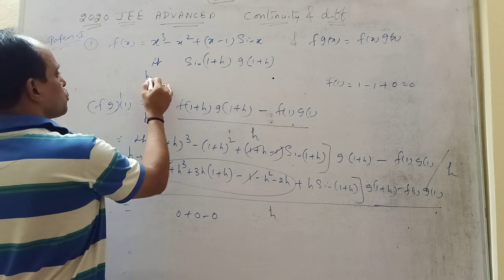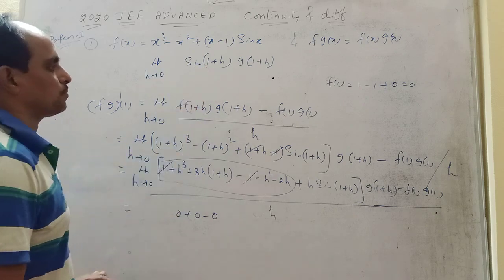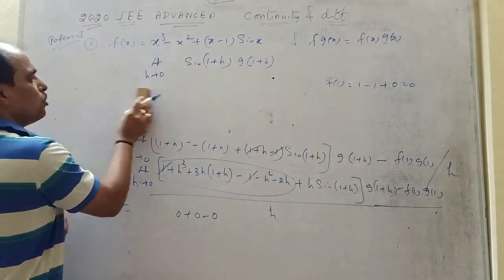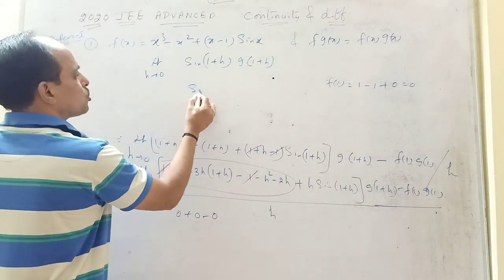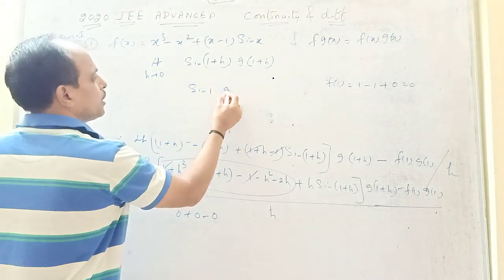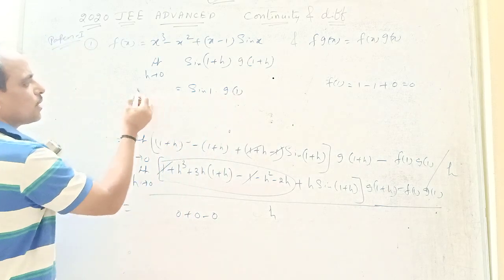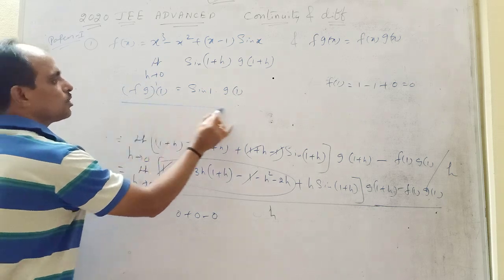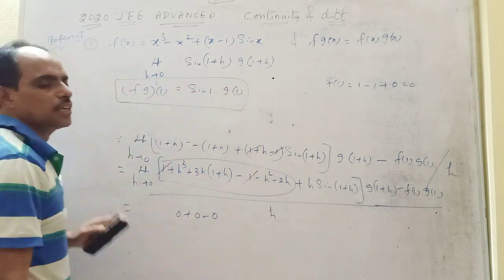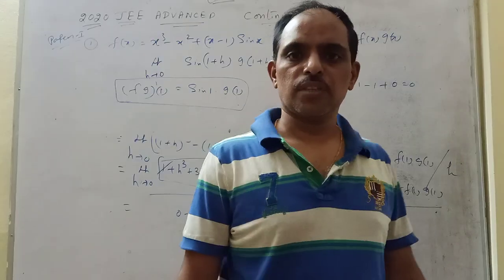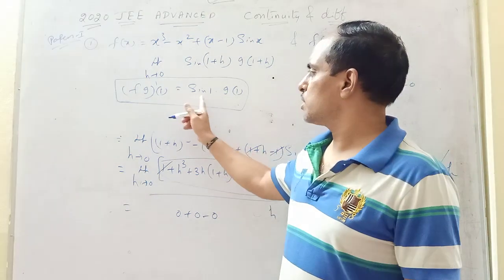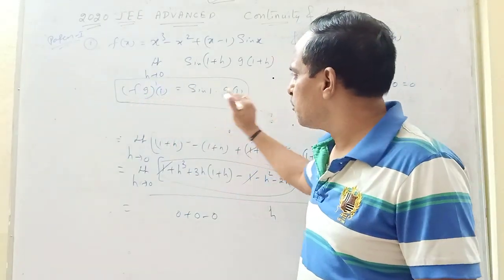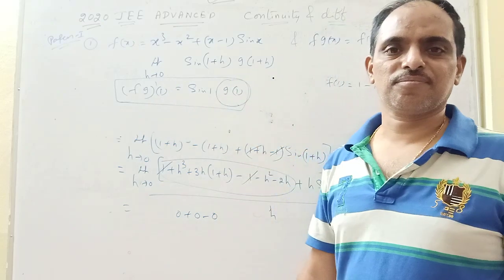Limit as h tends to 0. This is all. Is it clear now? Now put h equal to 0. So we have sine 1 into g of 1. This is all equal to fg dash of 1. Now the remaining is fg dash of 1 only, which is sine 1 into g of 1. So fg dash of 1 depends on g of 1.